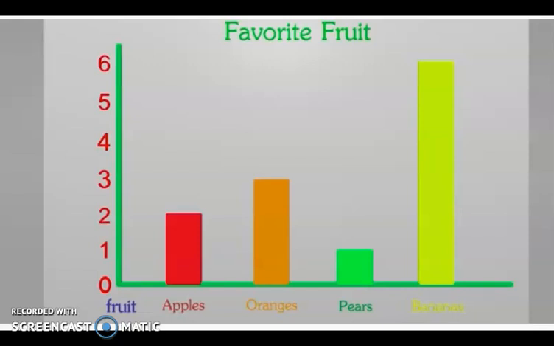Can you guys tell me how many more people liked bananas than oranges? Looking at the graph, we see that 6 people liked bananas and 3 people liked oranges. Counting up the graph from 3 oranges, we count 1, 2, 3 spots. There are 3 more people that liked bananas instead of oranges.